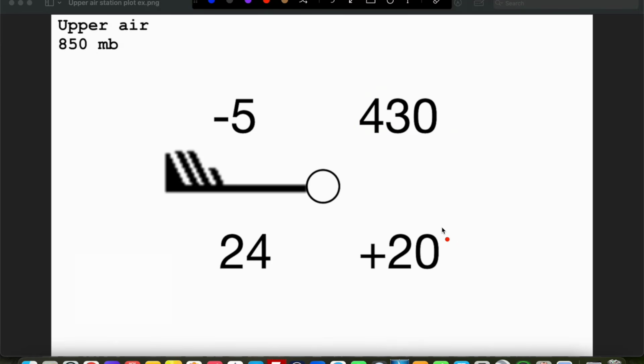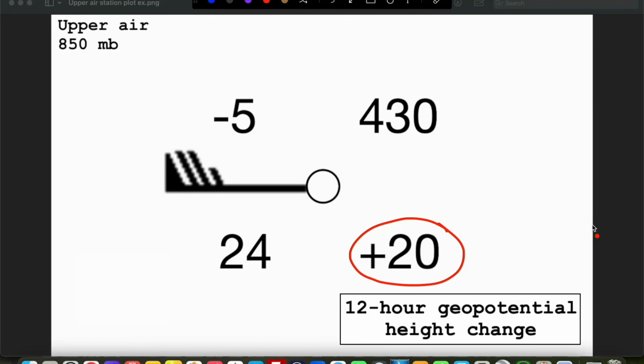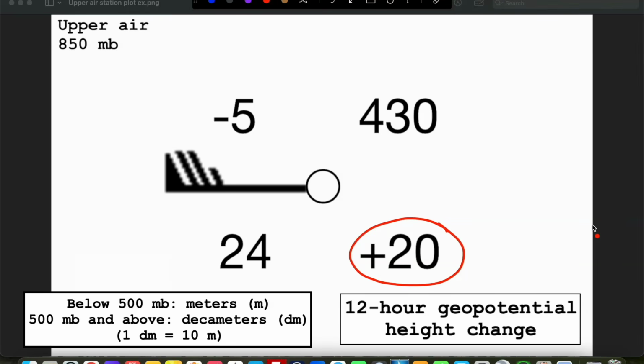The value at the bottom right of the station plot is the change in geopotential height at the station over the past 12 hours. For levels of the atmosphere below 500 millibars, so 850 and 700 millibars, for example, this is given in meters, whereas for levels 500 millibars and above, so 500, 300, 250, and 200 millibars, this is given in decameters, which is just tens of meters. 1 decameter equals 10 meters.